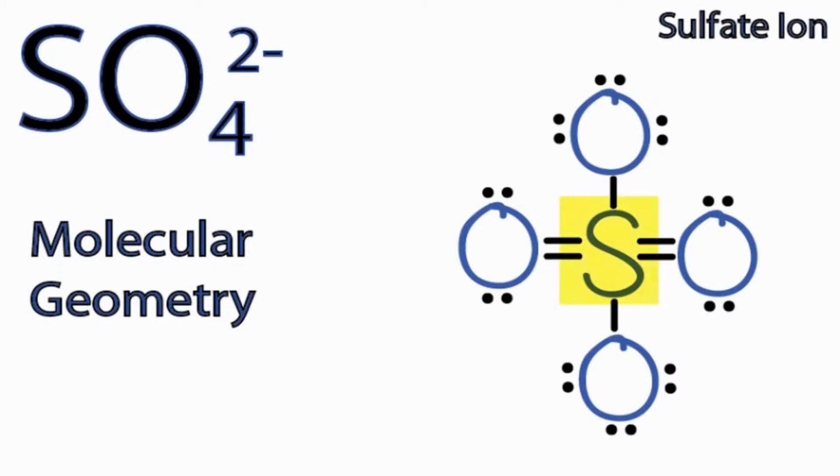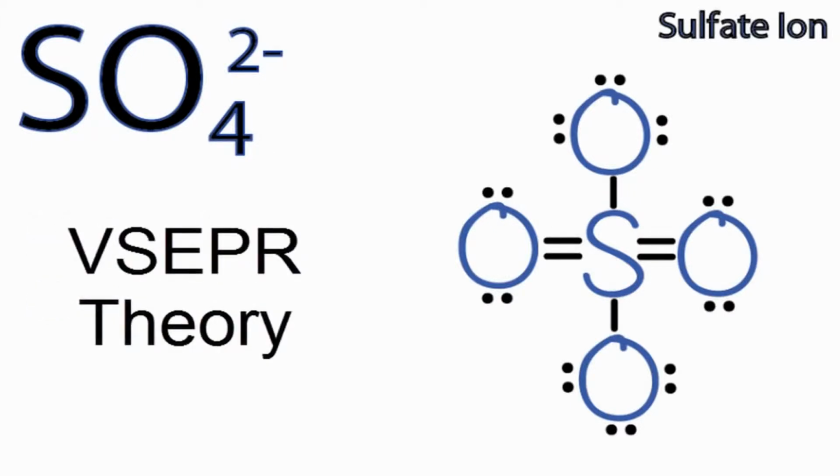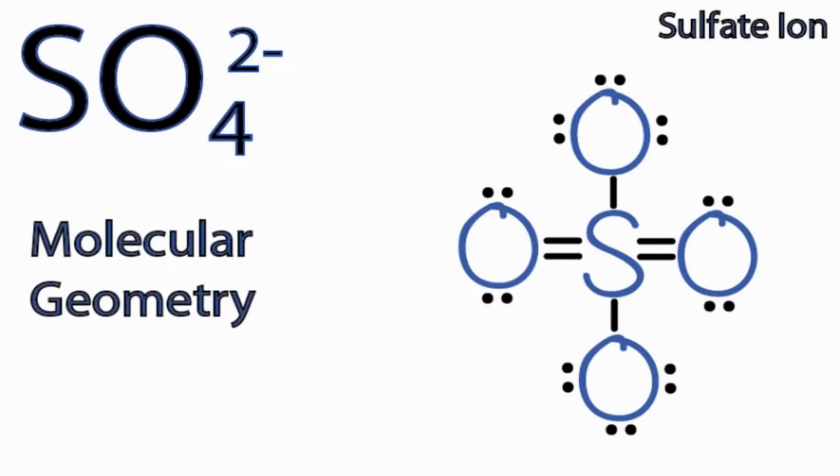We have the central sulfur atom and 4 oxygen atoms around it. Looking at the Lewis structure, they do seem to be pretty spread out in accordance with valence shell electron pair repulsion theory. But remember, this is 2 dimensions, so we're going to have to look a little bit deeper in 3 dimensions to really figure out this molecular geometry.